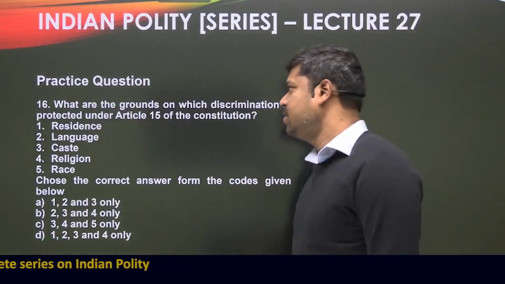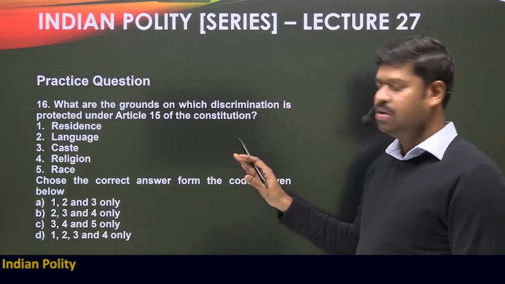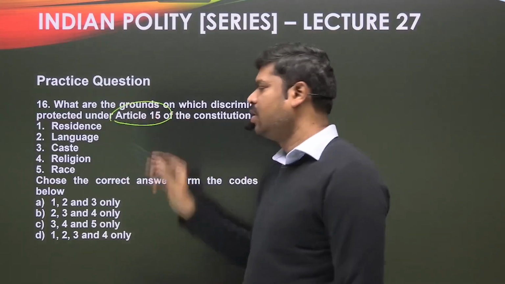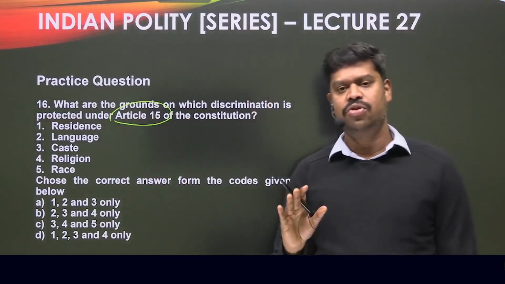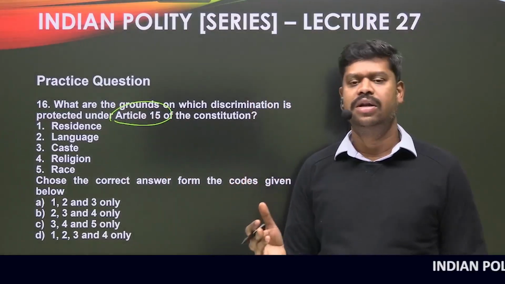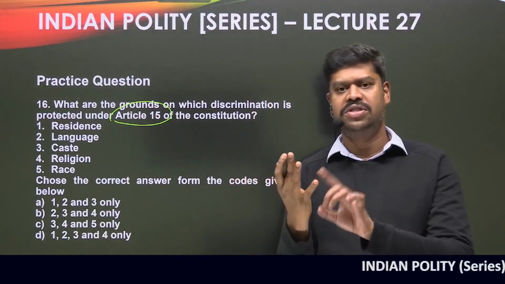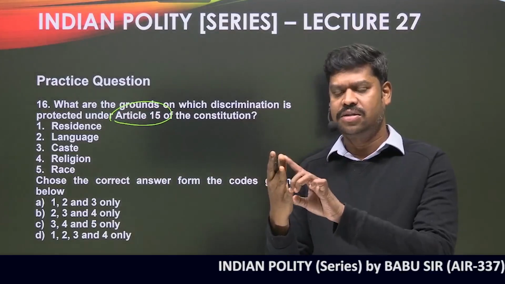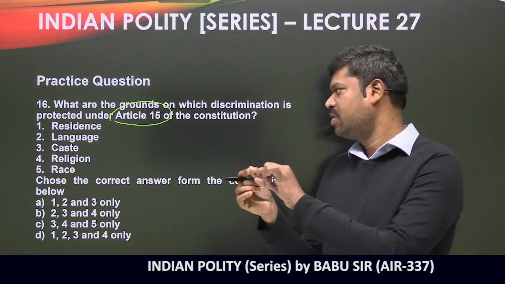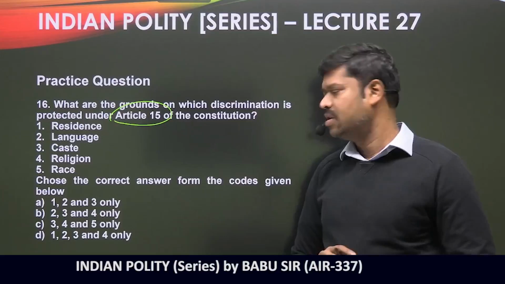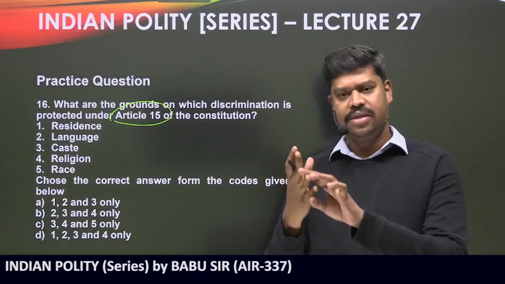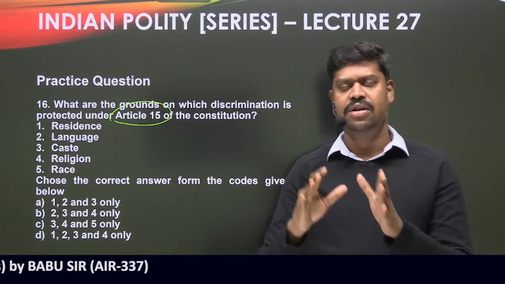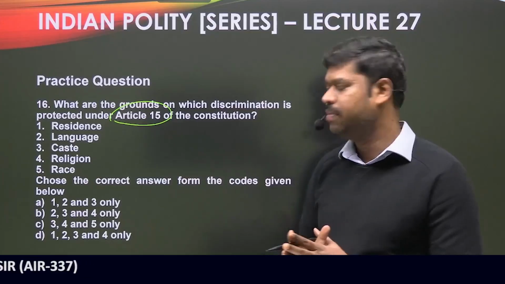Come to question number 16. What are all the grounds on which discrimination is prohibited under Article 15 of the Constitution? Article 15 generally says that the state shall not discriminate on certain grounds in its policies. What are the grounds on which it shall not discriminate? It shall not discriminate on the grounds of religion, race, caste, sex and place of birth. These are the 5 grounds on which Article 15 says that people shall not be discriminated against by the state.